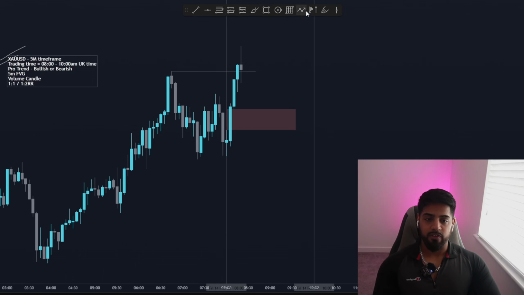So now that we've got our fair value gap, what can we now do next? Well, we can tick off that we are bullish. We've identified the 5-minute fair value gap, which is nestled inside of this volume candle.